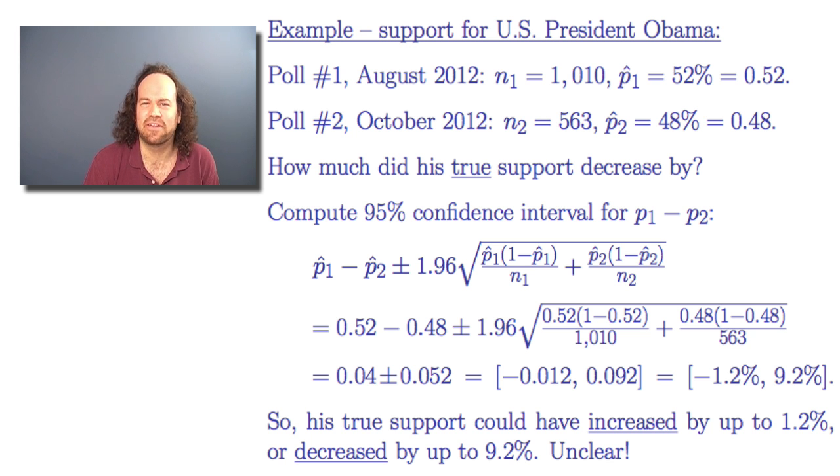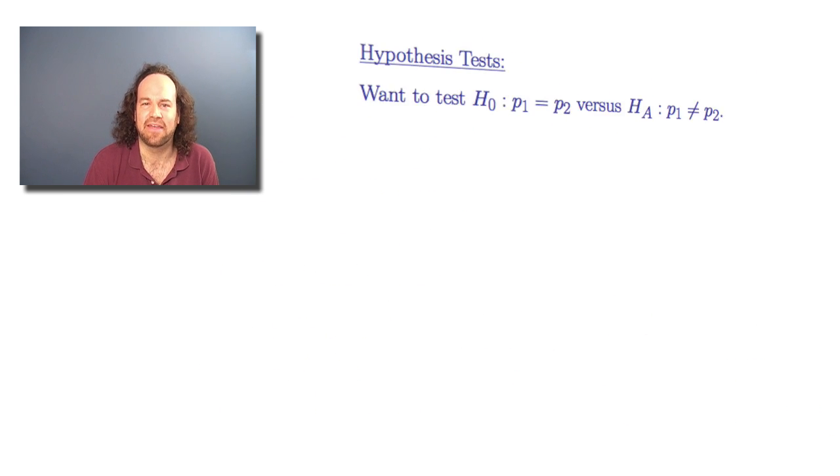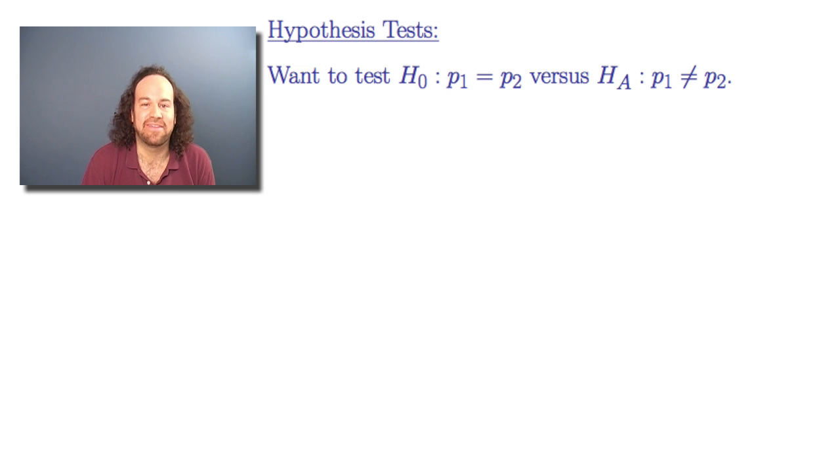And this leads to the question of whether we can test for whether these differences, like p1 minus p2, really are positive or really are negative or actually could be zero. So let's next think about hypothesis testing. Remember that in hypothesis testing, we want to test some null hypothesis as compared to some alternative hypothesis. In this case, if we're looking to see whether, for example, a politician's support has changed between one poll and the next, the null hypothesis would be that their true support stays the same, and the alternative hypothesis would be that there's been some change in support.